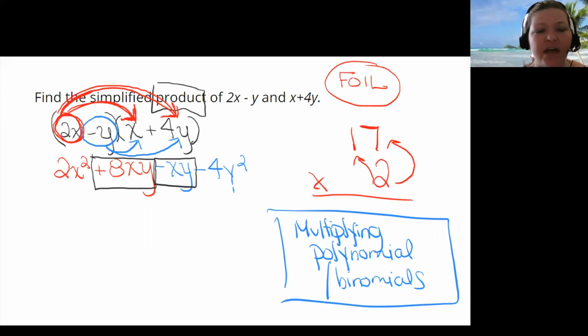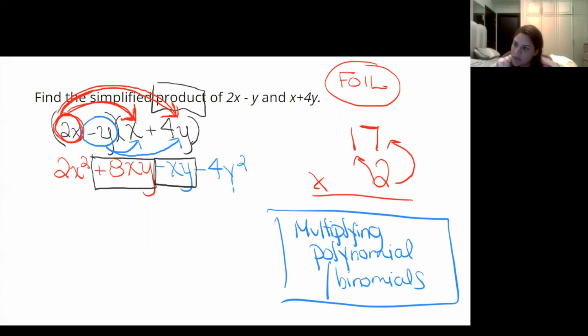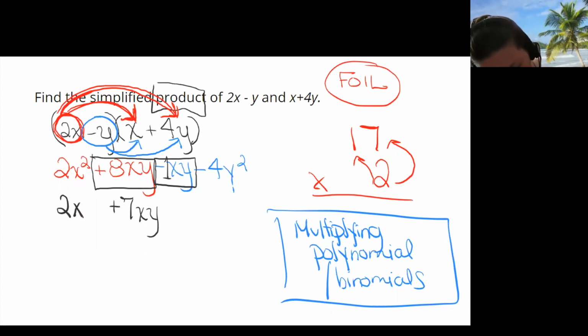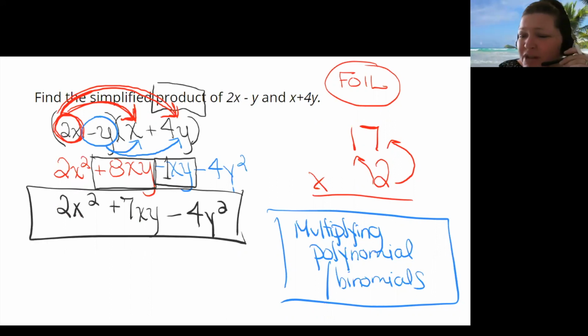So positive 8xy, and then we have this minus xy. What do I get? Positive 7xy. Beautiful. A lot of students wouldn't realize that. They would just drop the xy, but realize if it doesn't tell you how many xy's you have, you just have one of them. So I had 8 of them. I take away one of them. I now have 7 xy's left. Beautiful. There's no other x squared terms. That just drops. There's no other y squared terms. That just drops. And I'm done. This is as simple as it's going to get.